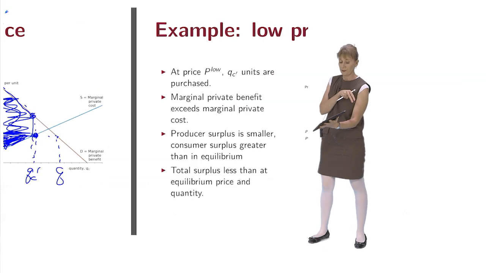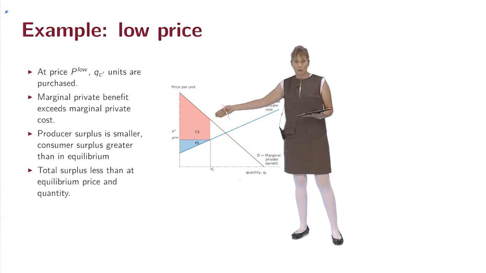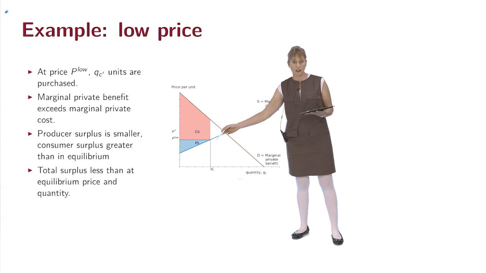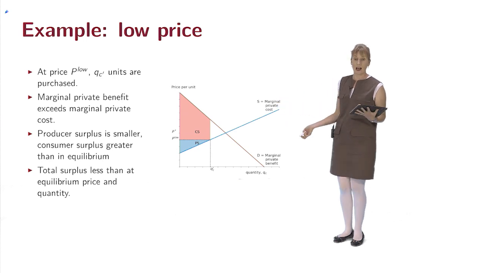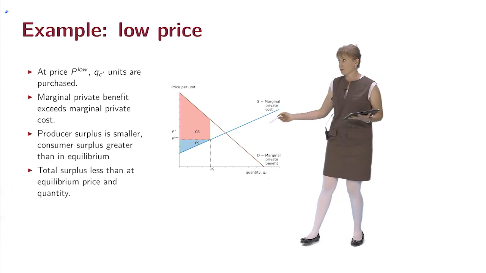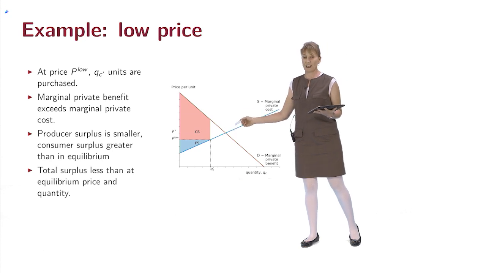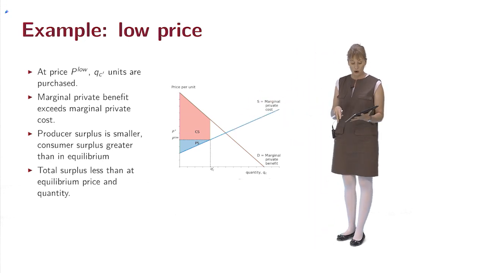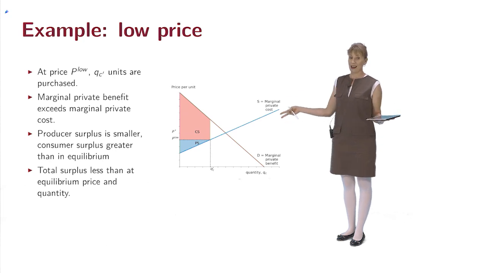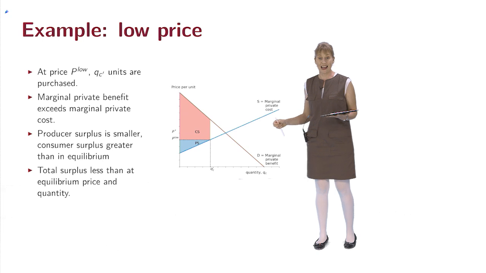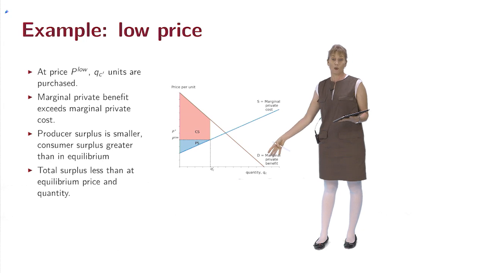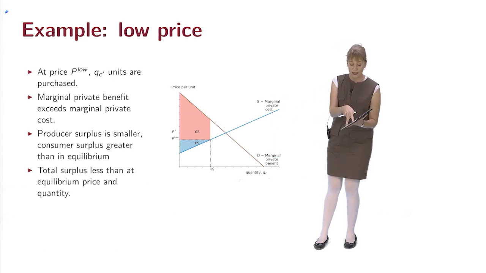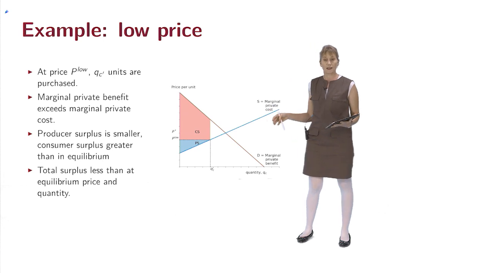So let's clean this up. Take a look. We've got marginal private benefit exceeds marginal private cost. We've gained some consumer surplus at the expense of producer surplus, and our total is less than it would be at our market equilibrium. So if we were to be where marginal private benefit equals marginal private cost, total surplus would be greater. So our market in this case is inefficient at any price that's lower than equilibrium. So we weren't able to get any additional surplus at high prices. We weren't able to get any additional surplus at low prices. The best we can do is market equilibrium.